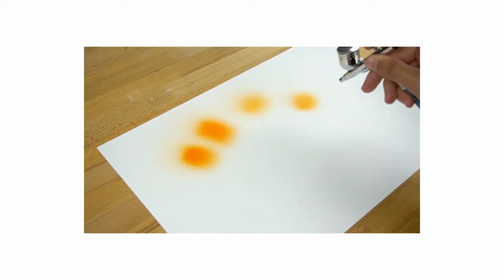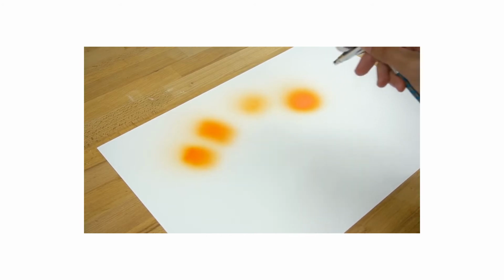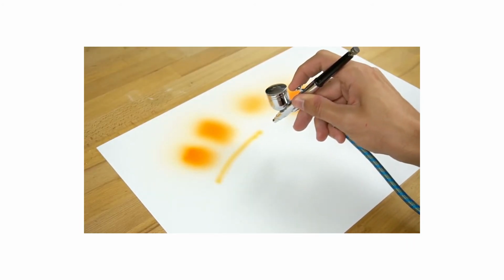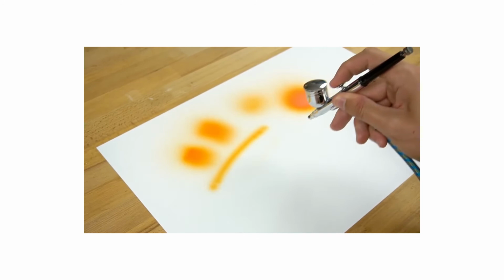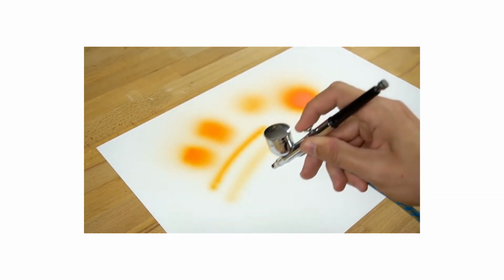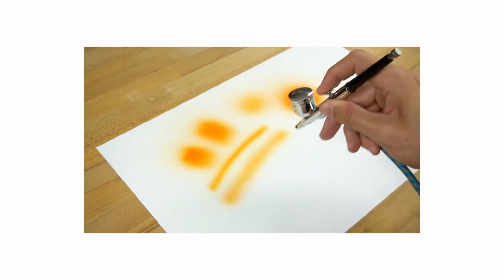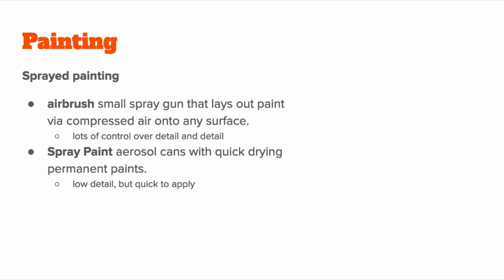Airbrush has the ability to give lots of control over detail. Also, it allows the artist to use different techniques such as feathering, making soft lines rather than sharp lines. Aerosol cans are another form of spray painting. It is a quick-drying paint that is applied to any sort of surface. It is very low detail compared to airbrush, but is very quick to apply and can be used to cover very large surfaces very quickly.